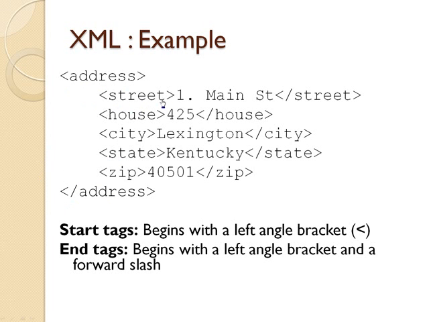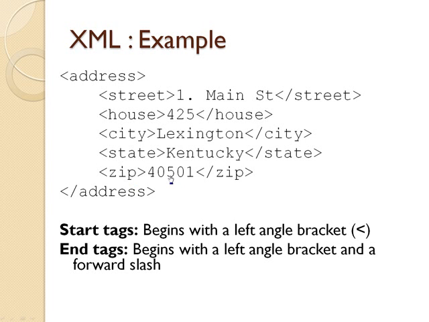Then street as a start tag, street end tag. In between the start and end tag we provided the street information. Then house, start tag, end tag, with the house information between them. City, start tag, end tag. If the C in city is a small letter, the end tag's c has to be a small letter as well. So it's case sensitive, otherwise it will give you an error. Then state start tag, state end tag, with the information here, and zip start tag, zip end tag, with the information here as well. As you can see, we create our own tags.